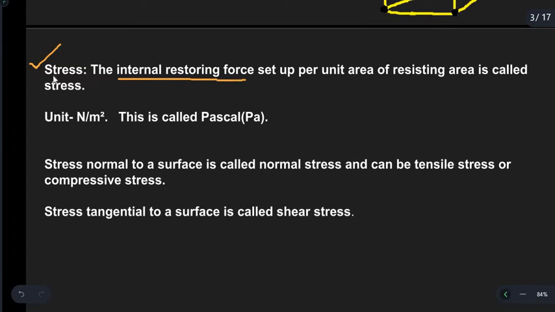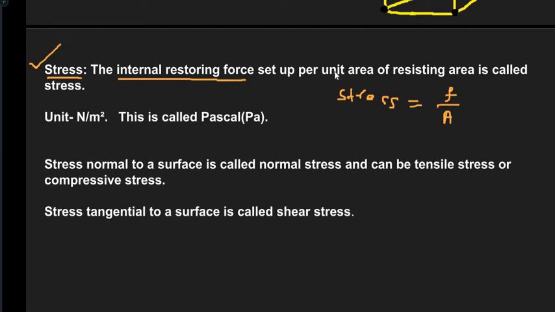So be very careful about this: stress is the internal restoring force set up per unit area of resisting area. Okay, so this is nothing. Don't bother yourself too much with that resisting area, these kinds of terms. This is simply, as you can see with the unit, stress. Let me give you the mathematical formula for it. Stress is equal to force per unit area. Just as I said, it is the internal restoring force per unit area.